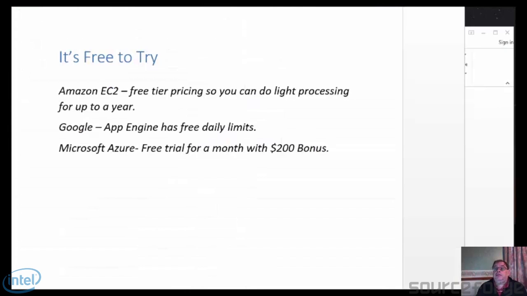Amazon has a free pricing tier, so you can get started with Amazon EC2 for up to a year without costing a cent. You can also try Google's App Engine, which is free up to a daily limit. Microsoft's Azure is providing a free 1-month trial, and you get a $200 bonus. If you're an MSDN subscriber, there's a substantial extra free amount as well. I think it's in excess of $1,500.